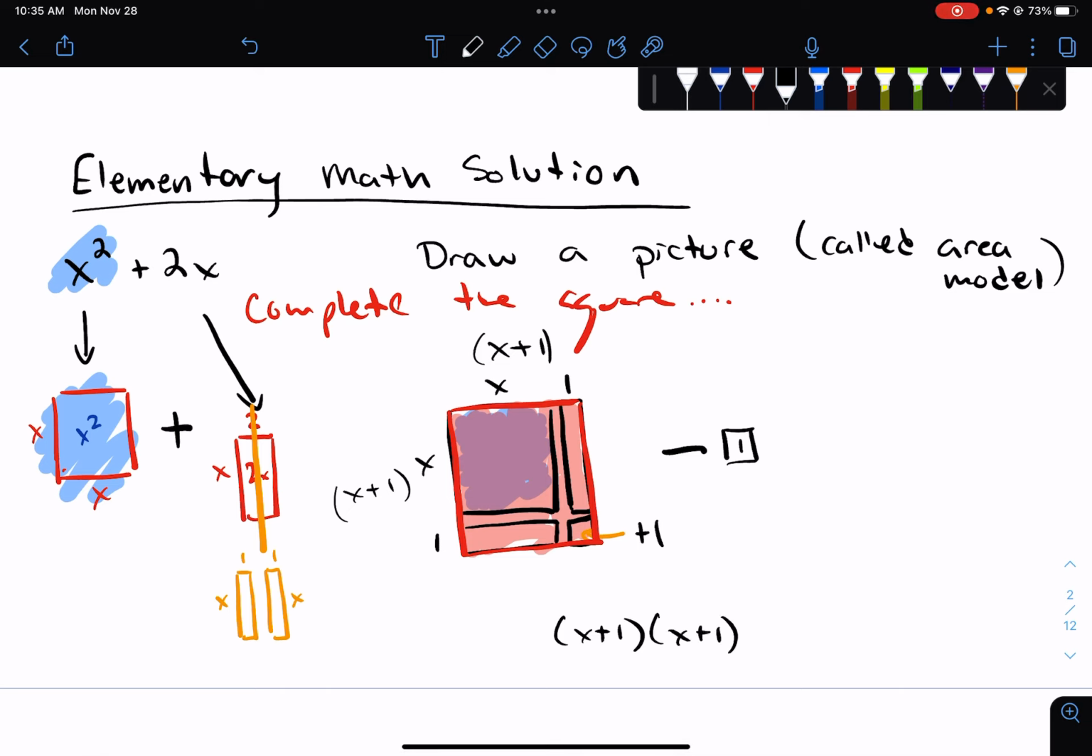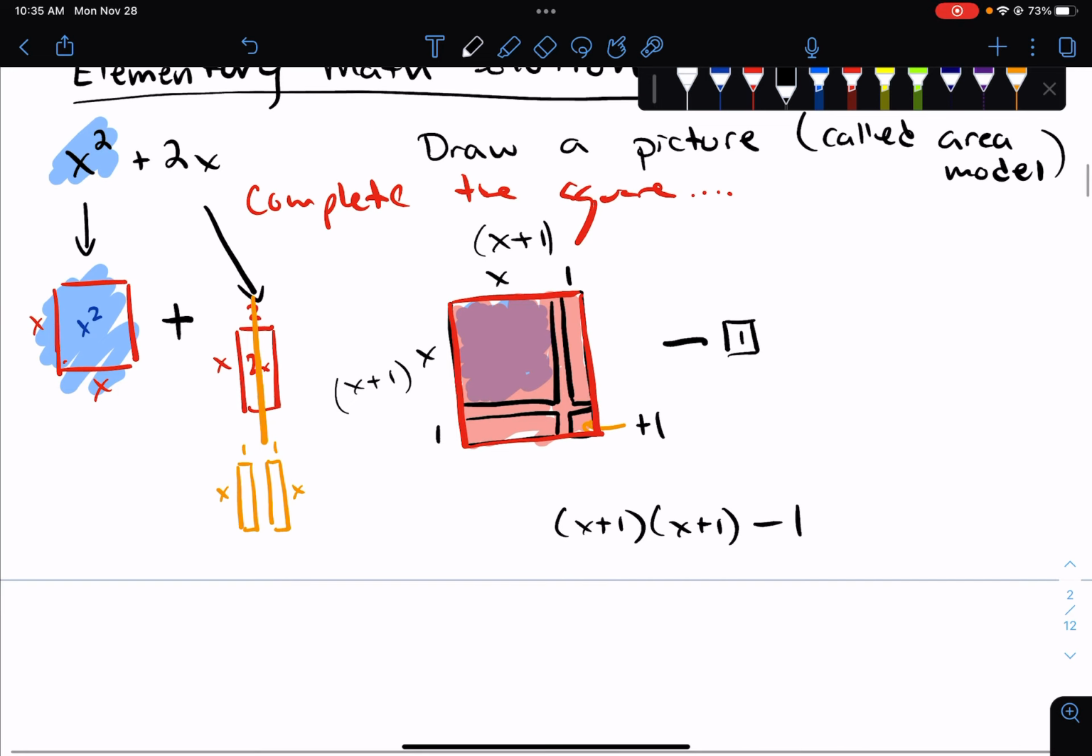It's just my square. But remember how I added that piece? Now I have to subtract it, which is super easy. Minus 1. Ta-da! You completed the square. You added a little piece to make it a beautiful square, and now you're going to subtract that away. So I've got x plus 1 times x plus 1 minus 1 is my new equation. And the reason we love that is I can rewrite that like this. x plus 1 squared minus 1, because x plus 1 times x plus 1 is just x plus 1 squared.